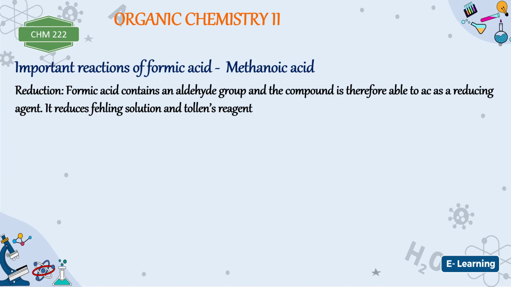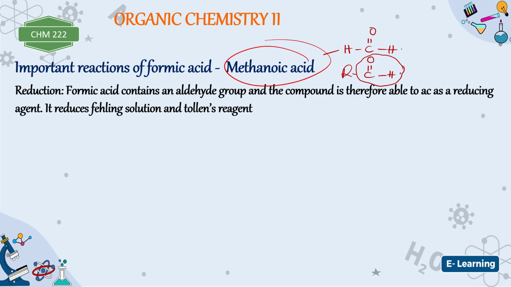So in this lecture, we are going to look at the important reactions of formic acid, which is also known as methanoic acid. Now, what is the formula for methanoic acid? It's something like this. Now, you discover that methanoic acid has something in common with the aldehydes. The aldehydes have this C double bond O H group, and because of the presence of this group, aldehyde has the capacity of acting as a reducing agent.